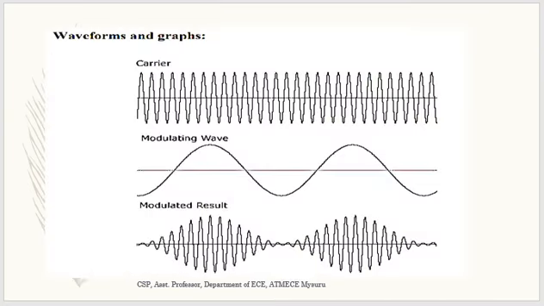So this is an output of the amplitude modulation. This is the output signal, this is the carrier signal, and this is the message. When the message signal and carrier signal are combined or mixed with each other, your final output will look like this. That is amplitude modulation.